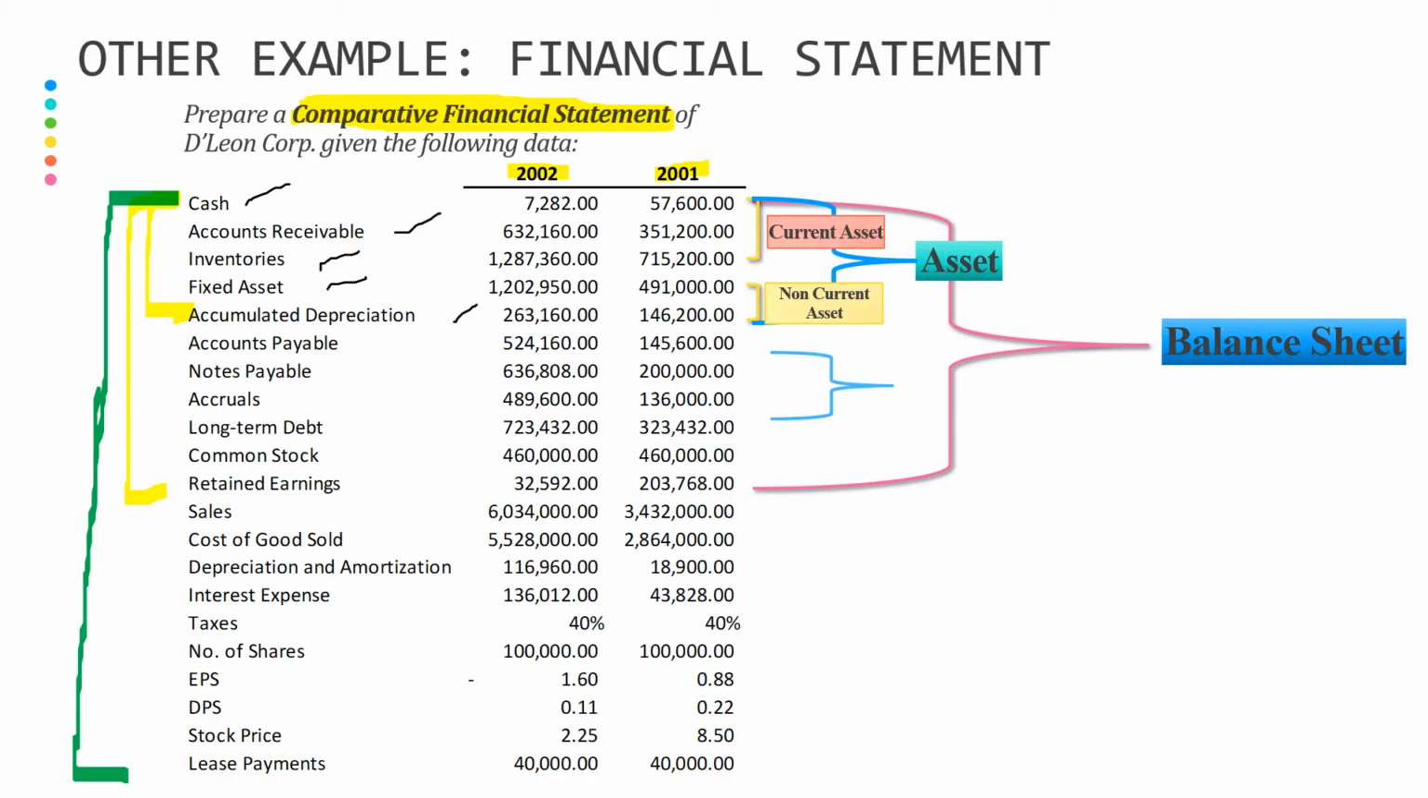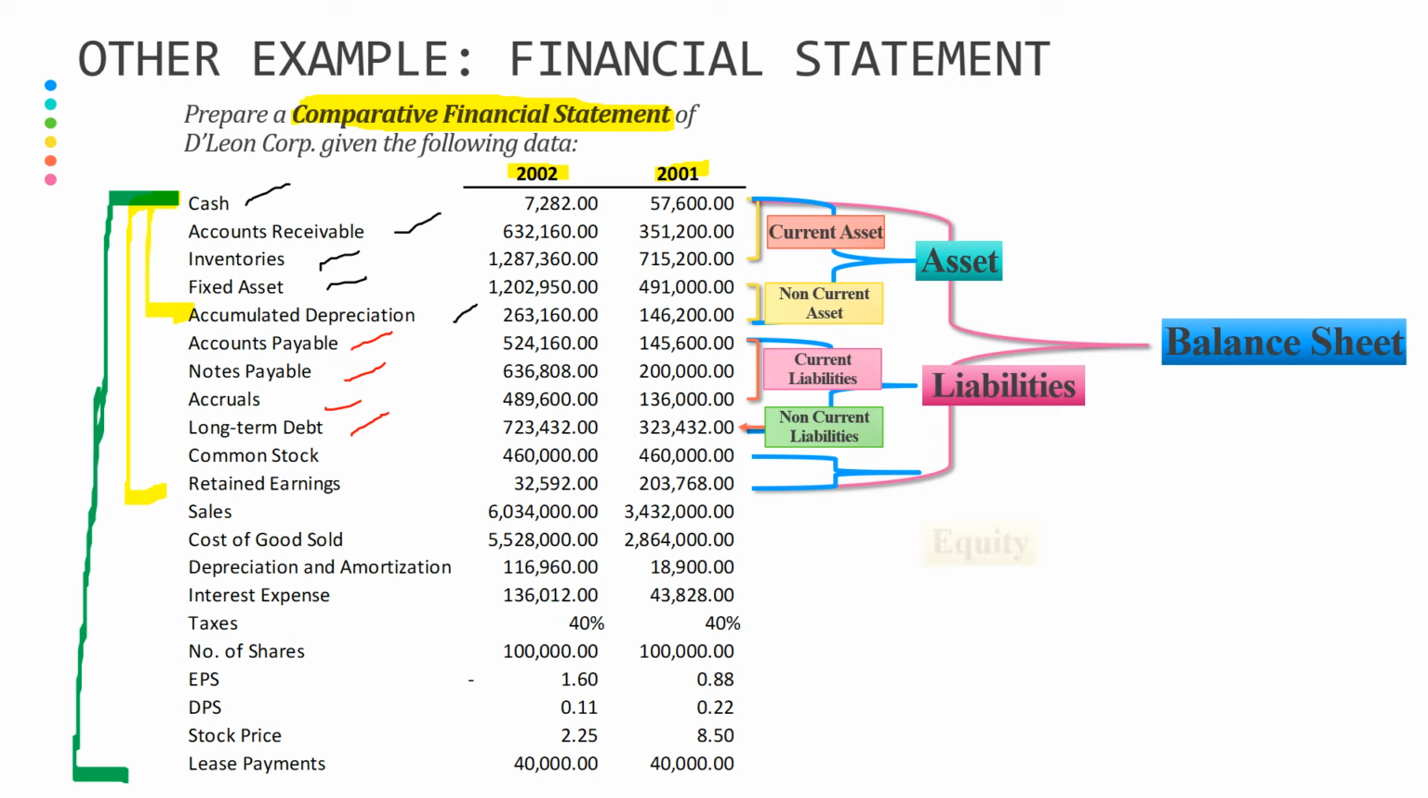Next is the liabilities. The liabilities, same with the asset, also have 2 types. First is the current liabilities, which includes accounts payable, notes payable, and accrual. And then the non-current liability includes the long-term debt. Next is the equity. Here in the equity, we have the common stock and the retained earnings.